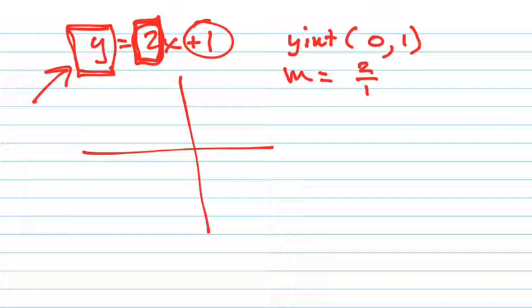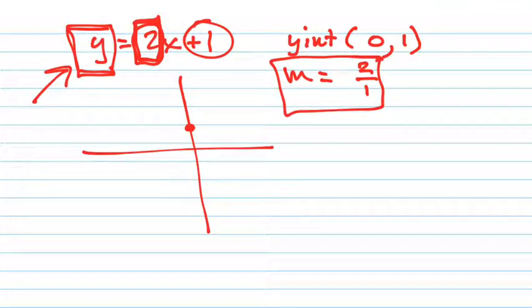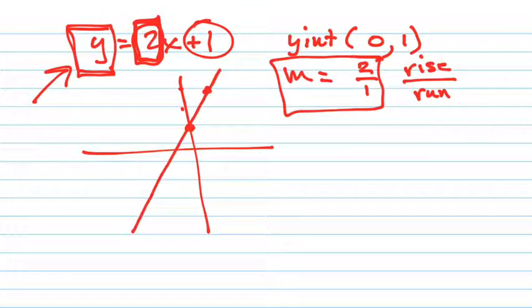Okay? So we just plot 0, 1, which means go over none and up 1. And then count from that point, we're just going to count rise over run. Now, of course, my graph is just a sketch, so I'm not going to get it exactly. But it goes up 2 and then to the right 1. And now that I have my 2 points, I can draw my line all the way through it.